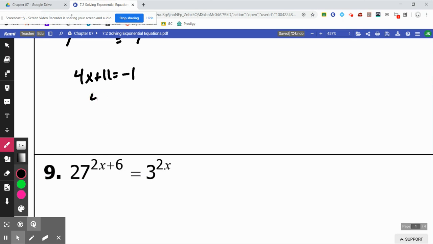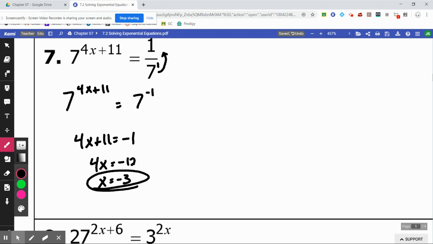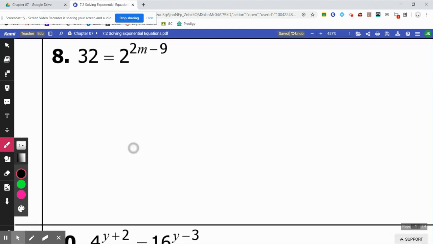Subtract 11 gives you 4x is negative 12. Divide by 4 gives you x is negative 3. Number 8. Same thing, 2 to a power, 2 to the 2m minus 9. 32 is 2 to the 5th power.